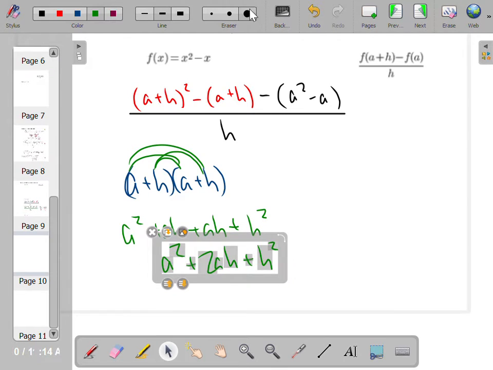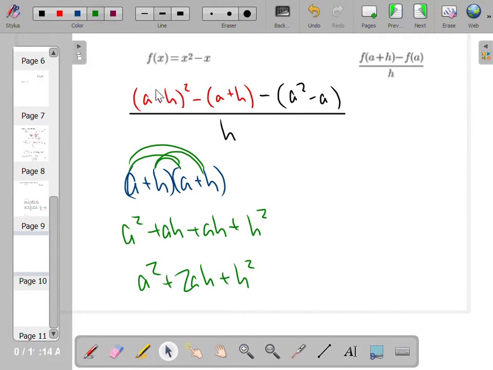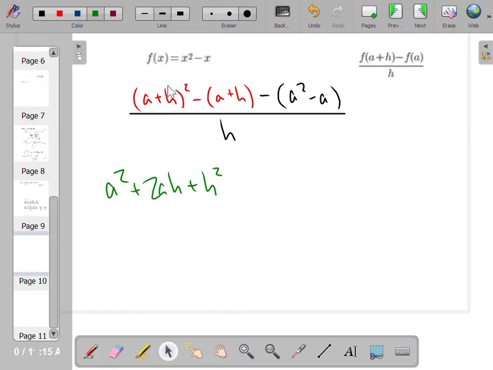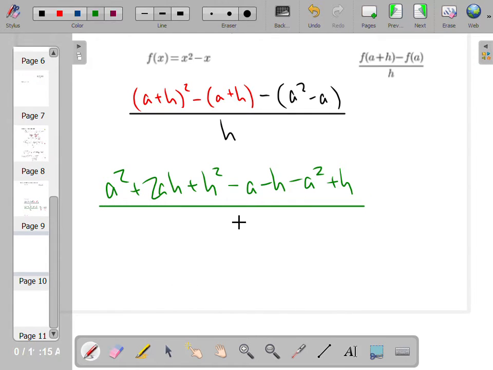If you simplify this wrong, you are definitely gonna miss the whole thing, and you're not even gonna be close. So that's the first thing. You need to understand that when you expand this binomial, you get a squared plus 2ah, that middle term really matters, plus h squared. Now I'm gonna get rid of all this because I've got that first part now. So this guy is expanded, but I have other stuff. So I have to distribute the minus, so it'd be minus a minus h, and then minus a squared and plus h. And that's all over h. So the most important thing here is right there, you need to make sure that you understand those two things are equivalent. One is expanded.